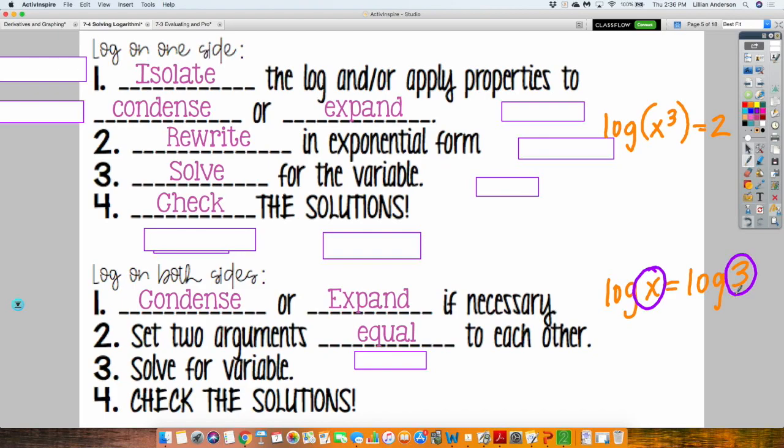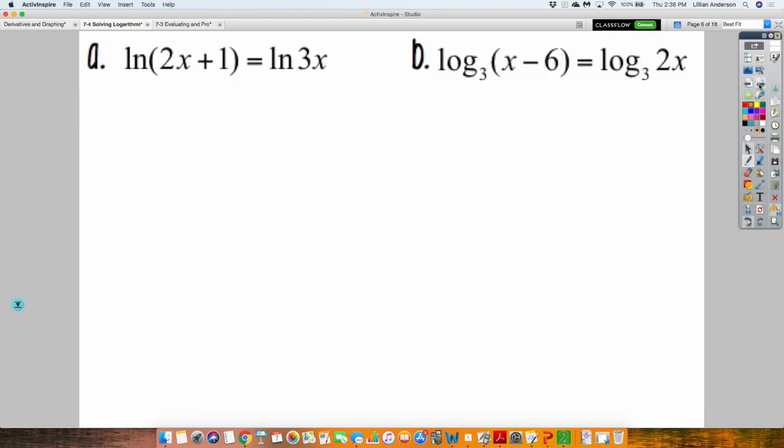No, these are called arguments. So if I wanted to, I could plug in a base of 4. All right? Always check your solutions, because again, you cannot take the log of a negative number or 0. So let's solve. Here we go.